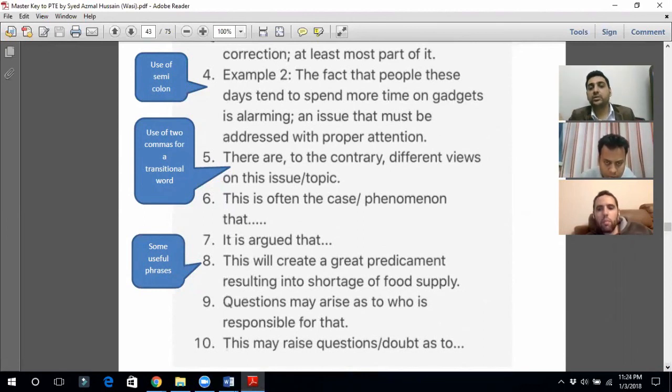For example, there are, to the contrary, different views on this issue. You may also write to the contrary, comma, there are different views. But that is a better style if you write there are, to the contrary, or there are, however, different views on this account or on this issue. Clear? So there is another style, like right after the subject and verb, you may use these kinds of words. They are called transitional words, like to the contrary, however, in addition, furthermore. Okay, linkers. They are linkers basically. So that is how you can use one expression.